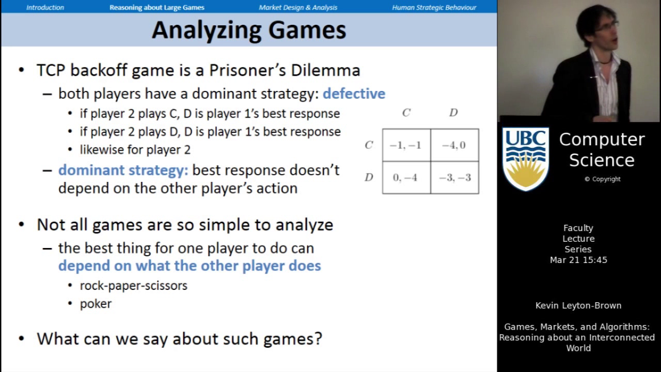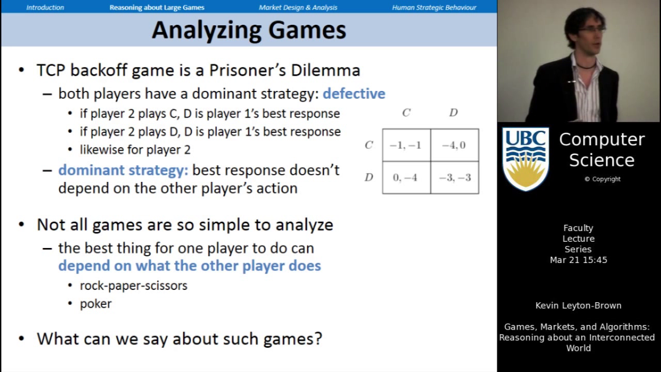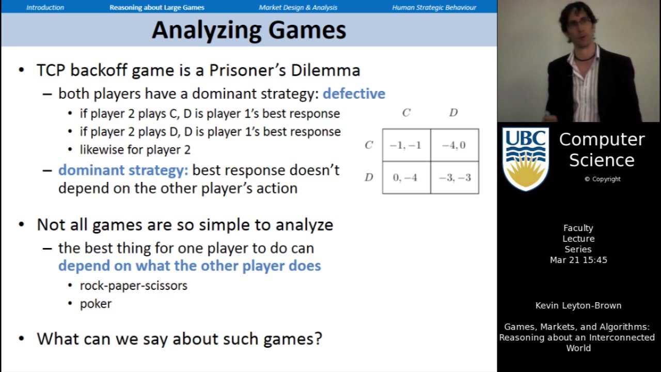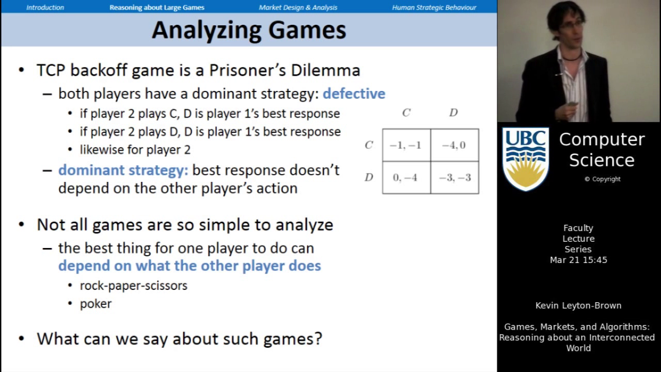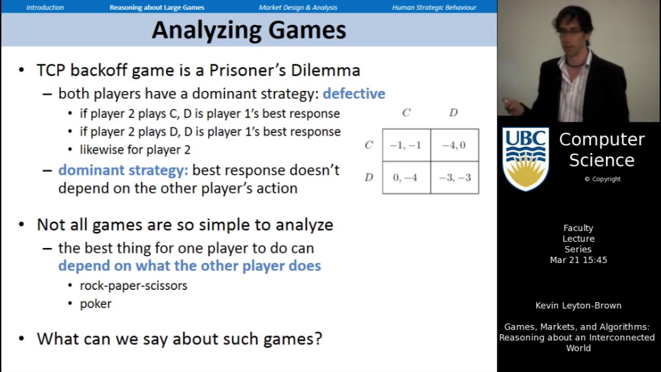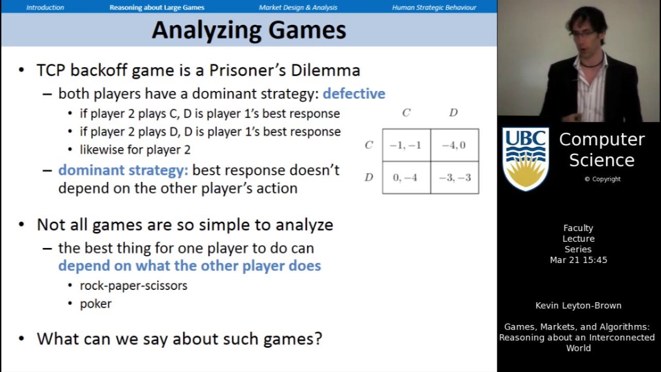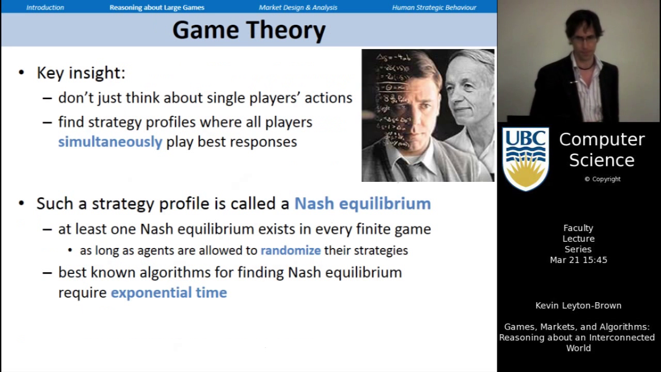Now, of course, not all games are so easy to analyze. So to take another game that would be familiar to you, rock, paper, scissors is a game in which you don't have a dominant strategy. The right thing for you to do in rock, paper, scissors depends on what the other person is doing. So your best response to the other player's action is different for every action that the other player would take. And the same is true for more interesting games like poker, for example. So you might wonder then, what can we say about games like this?